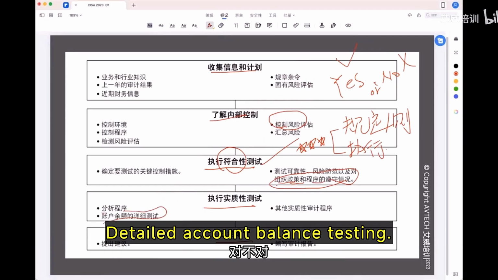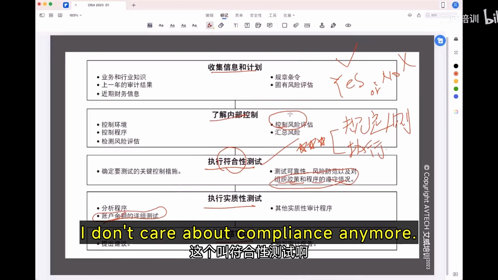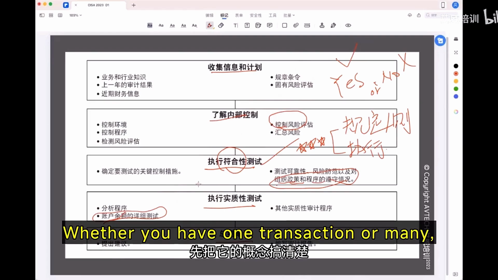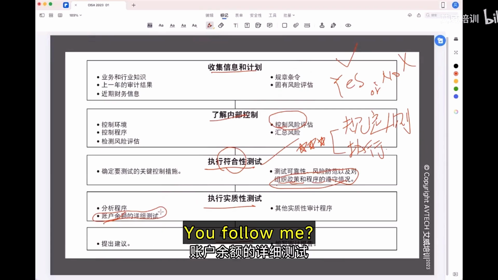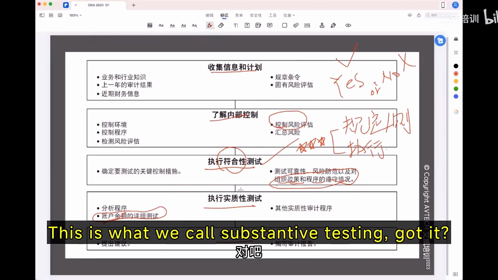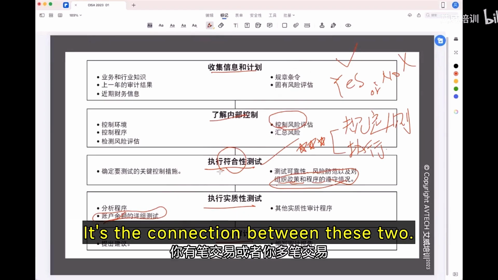Detailed account balance testing. I don't care about compliance anymore. You see, whether you have one transaction or many, are the results of these transactions correct? You follow me? Is the balance sheet accurate? This is what we call substantive testing. Got it? It's the connection between these two.